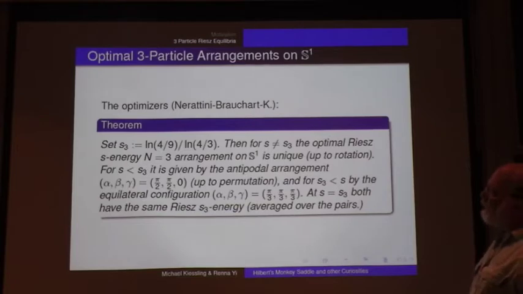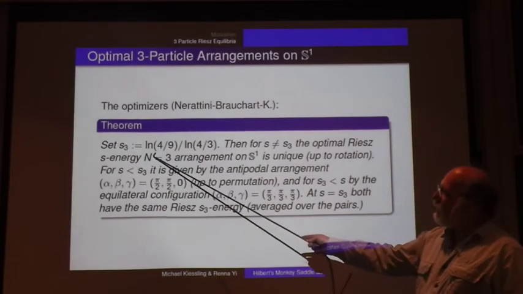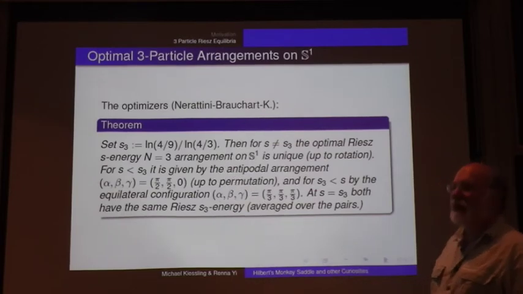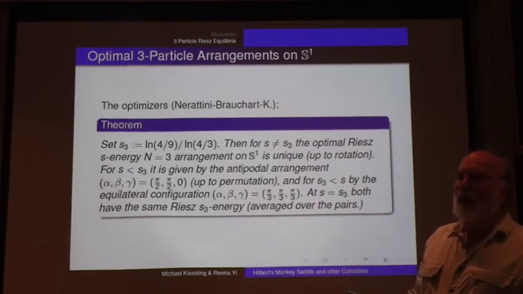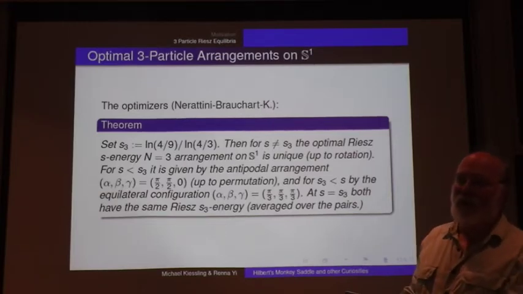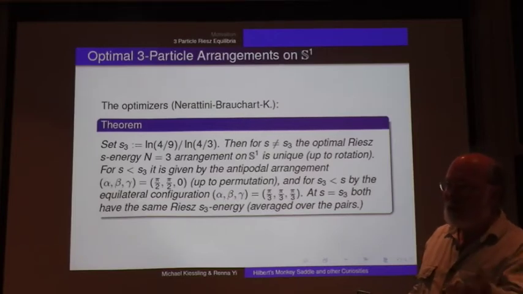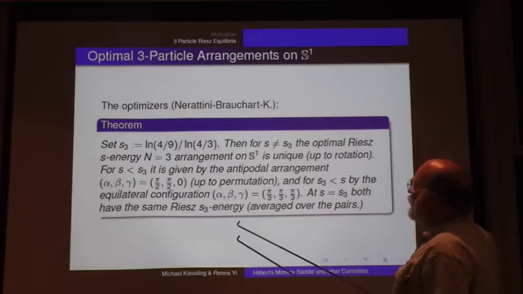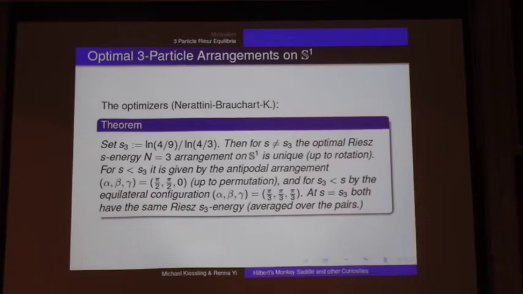But when s is reaching this critical value, the log of 4/9 divided by the log of 4/3, there is a phase transition that happens, and the optimizer switches to an antipodal configuration with 1 particle, let's say, at the north pole and 2 particles at the south pole. That's a discontinuous jump in configurations or arrangement space. But at s equals 3, these 2 configurations/arrangements have the same energy, right? So it's a first order phase transition in the name of thermodynamics, if you want. And that concerns the optimizer. But what about everything else?